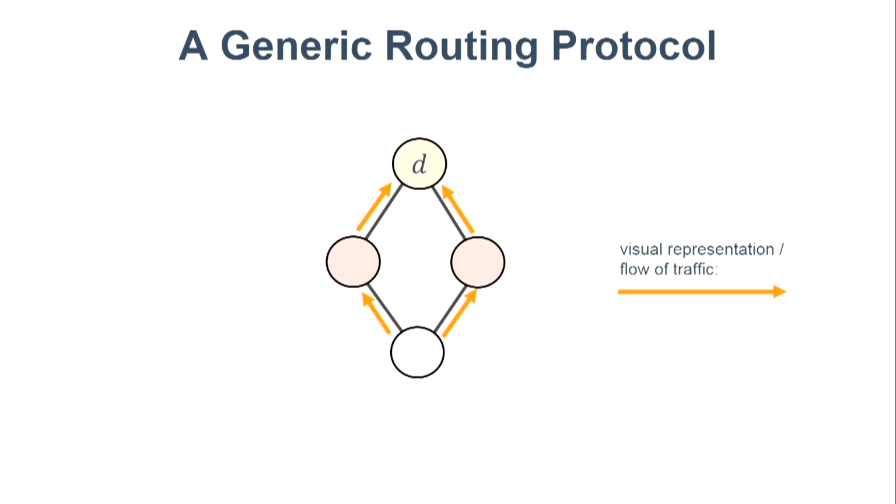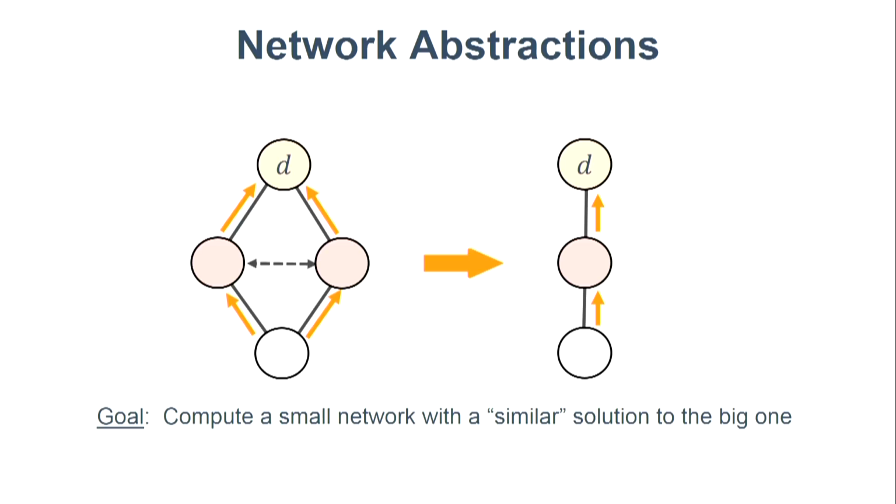Visually, I'll depict such solutions using orange arrows. These orange arrows are in the opposite direction that the route announcements were disseminated, and they represent the flow of traffic through the network. Okay, so our goal is to take one of these large routing systems and to compute a smaller routing system. And what we'd like is that smaller routing system to have similar solutions to the larger one.